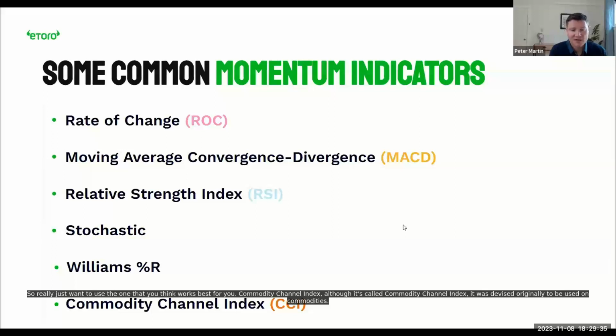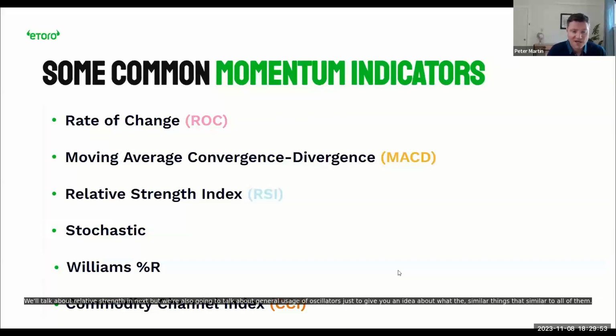Commodity channel index, although it's called commodity channel index, it was devised originally to be used on commodities. It can be used on anything. The name doesn't restrict it only to commodities. Williams percentile and commodity channel index are very similar to stochastic, which in turn is not that different from the relative strength index.